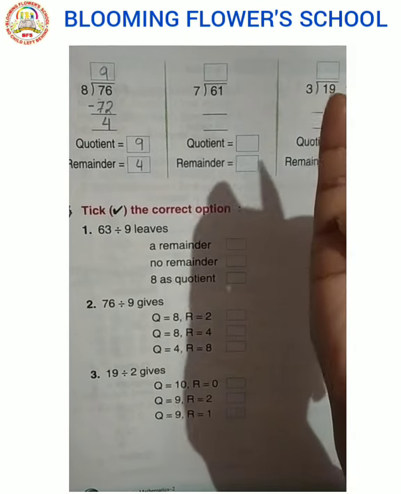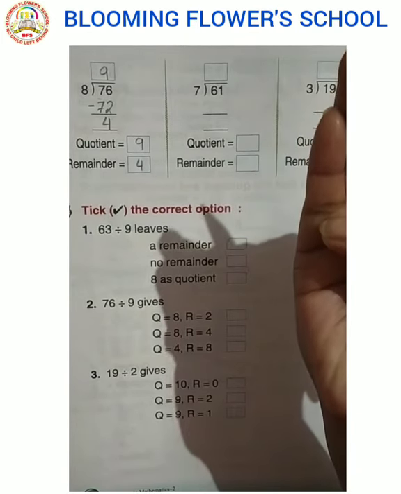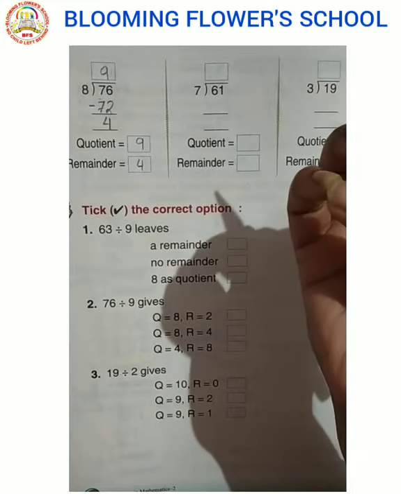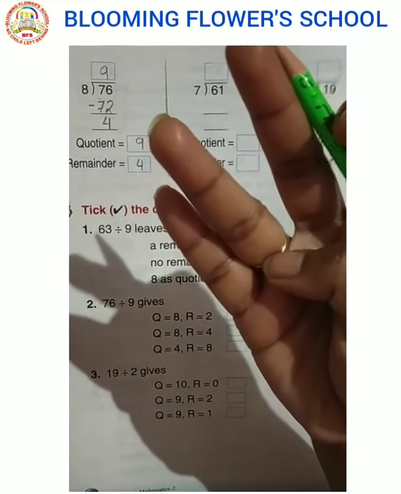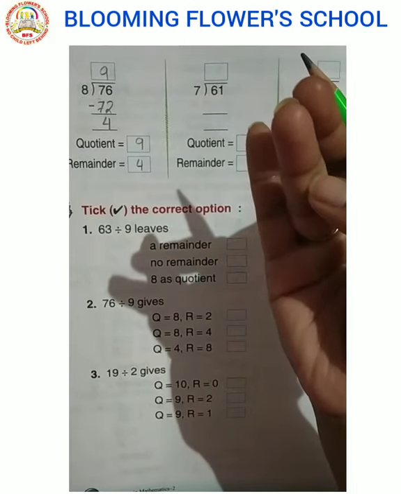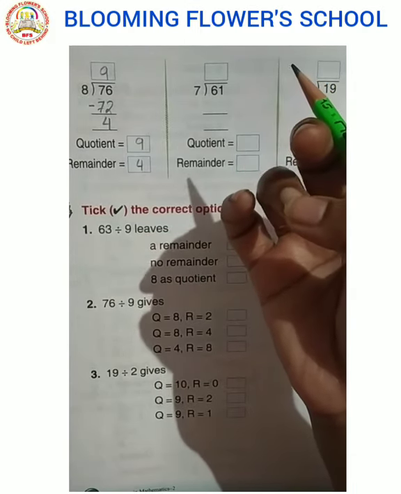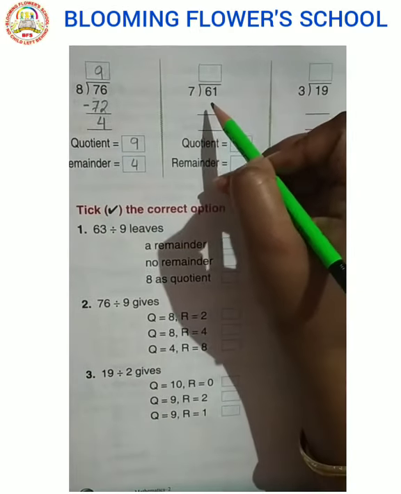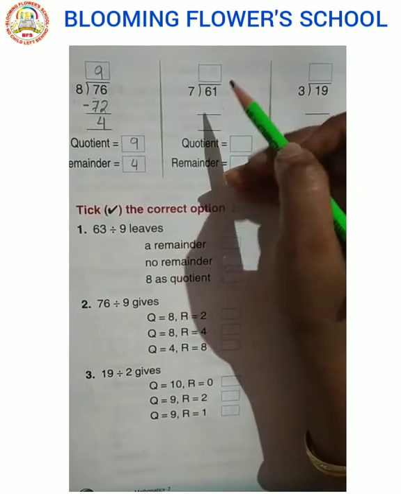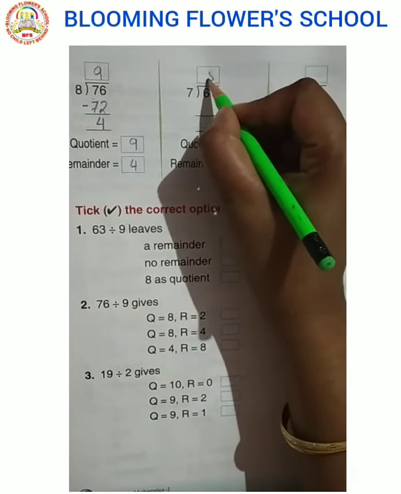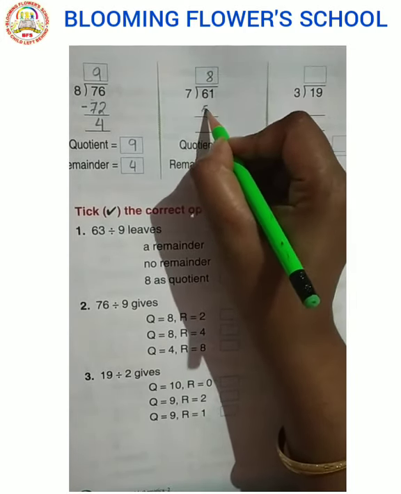So 7 ones are 7, 7 twos are 14, 7 threes are 21, 7 fours are 28, 7 fives are 35, 7 sixes are 42, 7 sevens are 49, 7 eights are 56, 7 nines are 63. So 63 is more than 61. So we need to go with 7 eights. So 7 eights is 56.